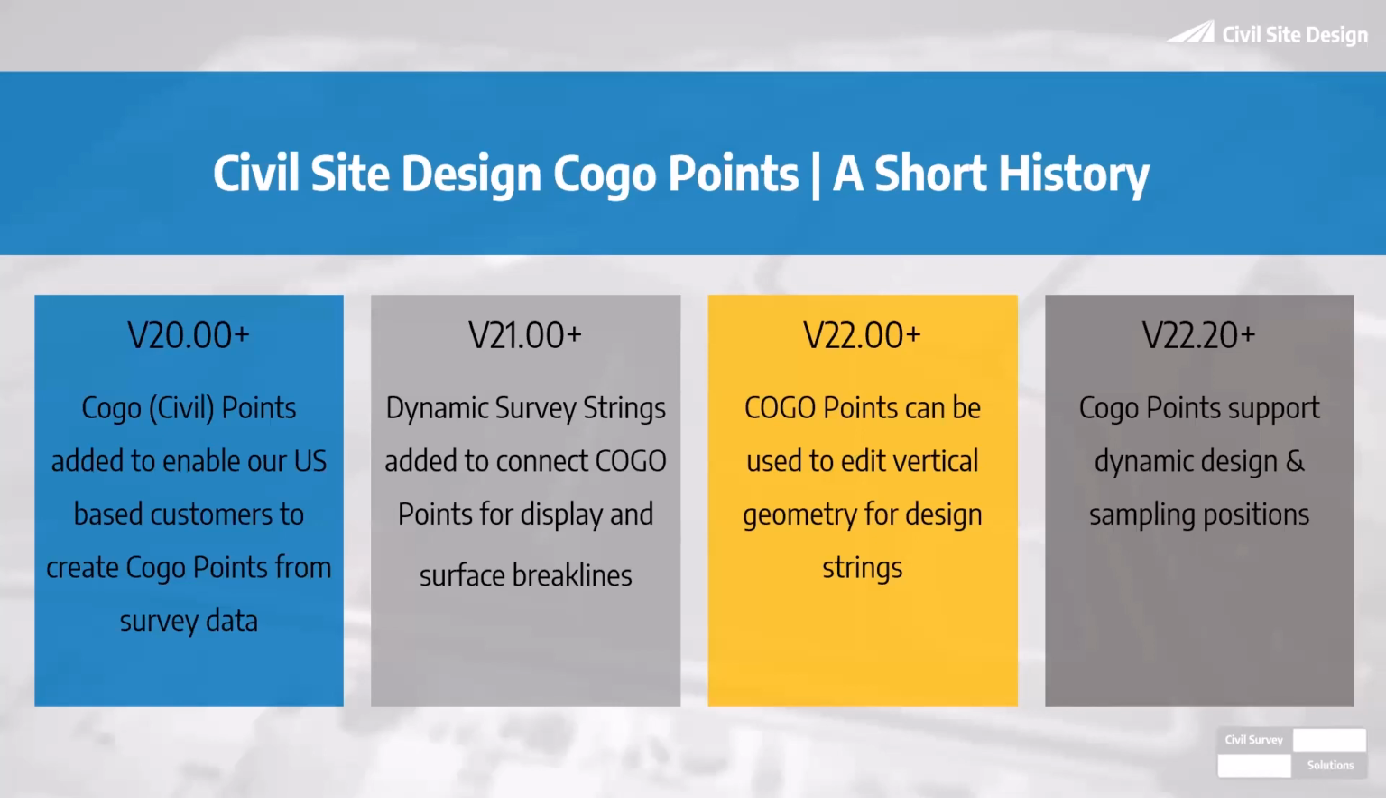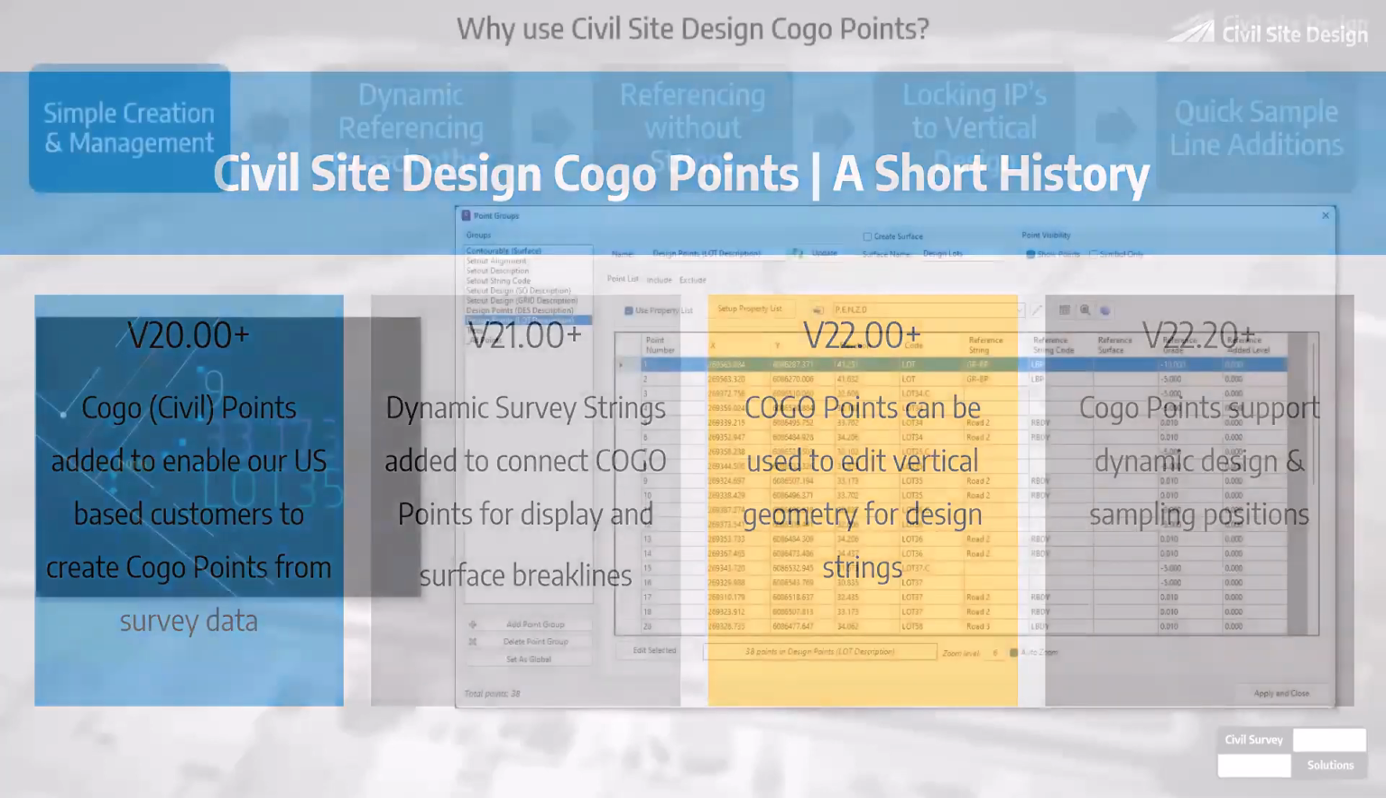And in V22.2 onwards, we added those tools into the software. And then we also made a tweak in V23, where you could also add those Cogo Points to your string as sample positions, which, to be fair, are an integral part of how the Cogo Point elevations actually work, and you'll see those in action. So that's a very short history.